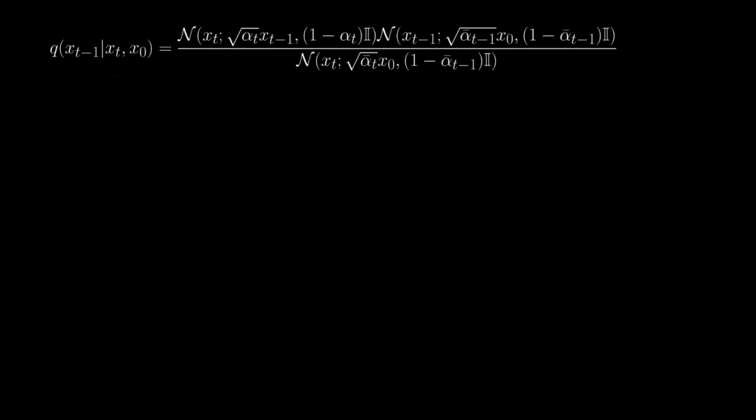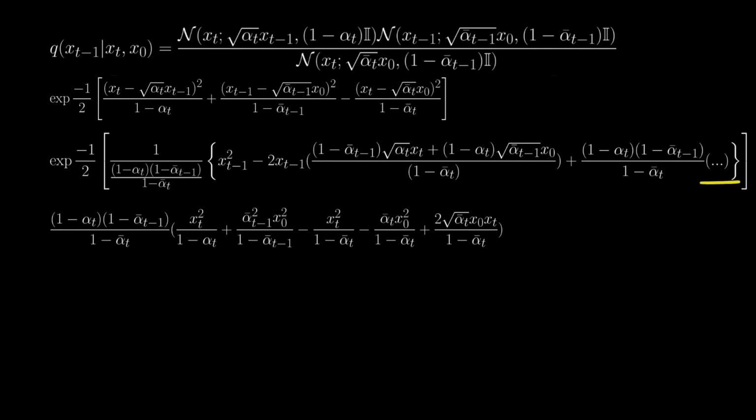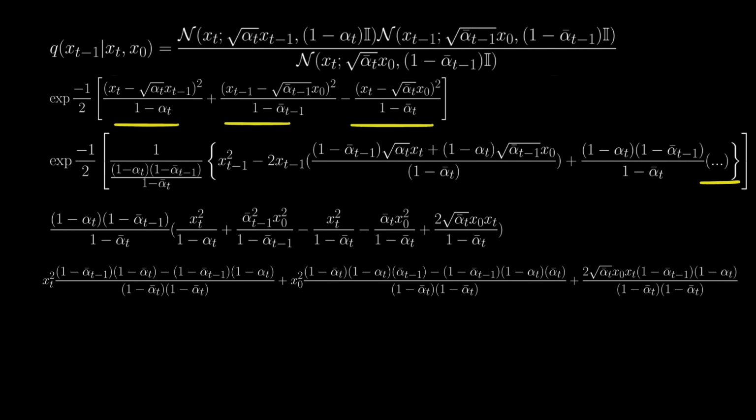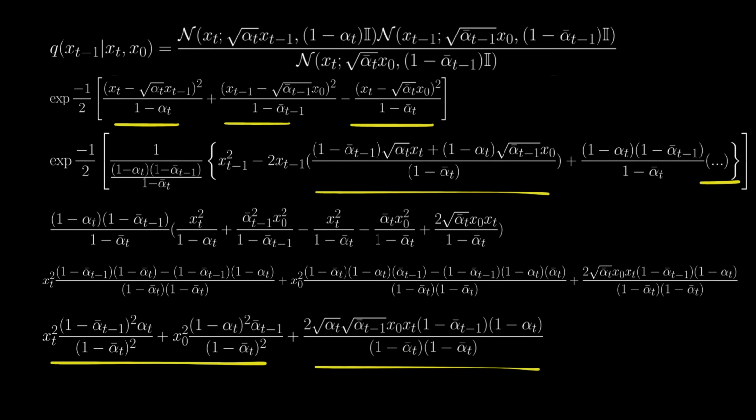So up till now, we wrote the normal distributions in the exponential form and did some algebra to get this. Now we'll work on the final term, which was everything that is independent of xt minus 1. And like I said before, these will be the xt square term from this, the x0 square term from this, and everything in this. After we have simplified these terms, we'll notice that it's exactly the square of this term that is multiplied with 2xt minus 1 here. The first two are the square terms, and the third is their product.